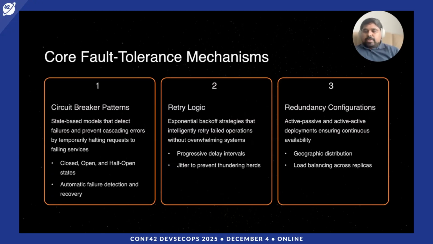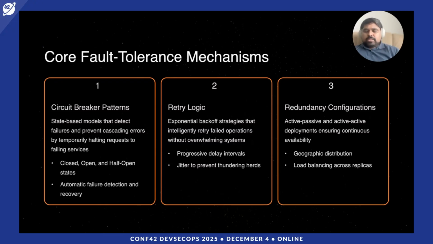So, circuit breaker patterns. The problem we are solving here is when a downstream service fails, clients keep pounding it with requests, making recovery harder. This causes resource waste, slow recovery, and customer facing timeouts. The solution: a state-based model that detects failures and prevents cascading errors by temporarily halting requests to failing services. Think of it like an electrical circuit breaker. When current gets too high, it trips and stops.